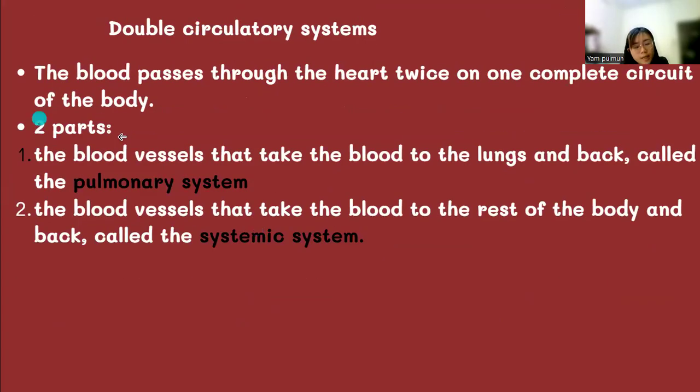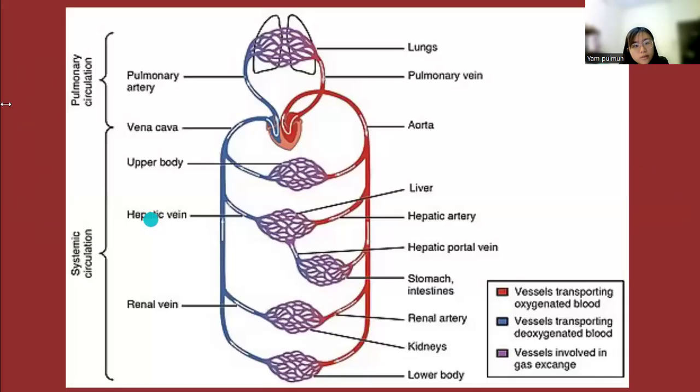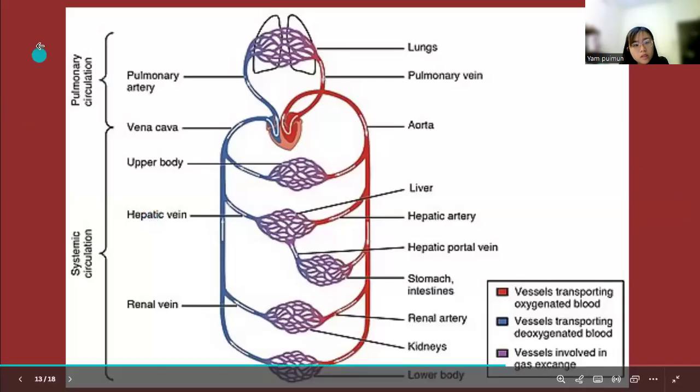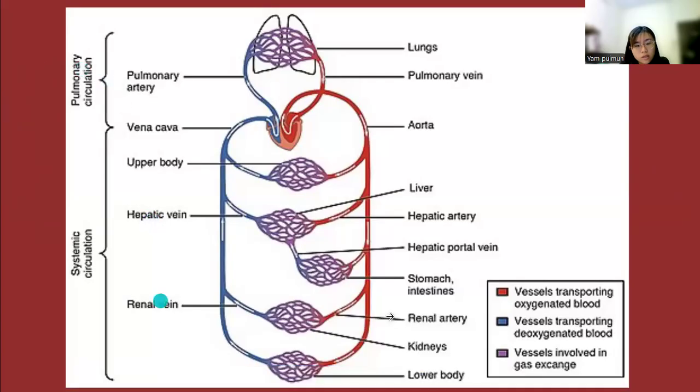So there are two parts in our double circulatory system. First, the blood vessels that take the blood to the lung and back is known as the pulmonary circulation. Second, the blood vessels that take the blood to the rest of the body and back is known as the systemic circulation. As shown here, this is the pulmonary circulation and this is the systemic circulation.